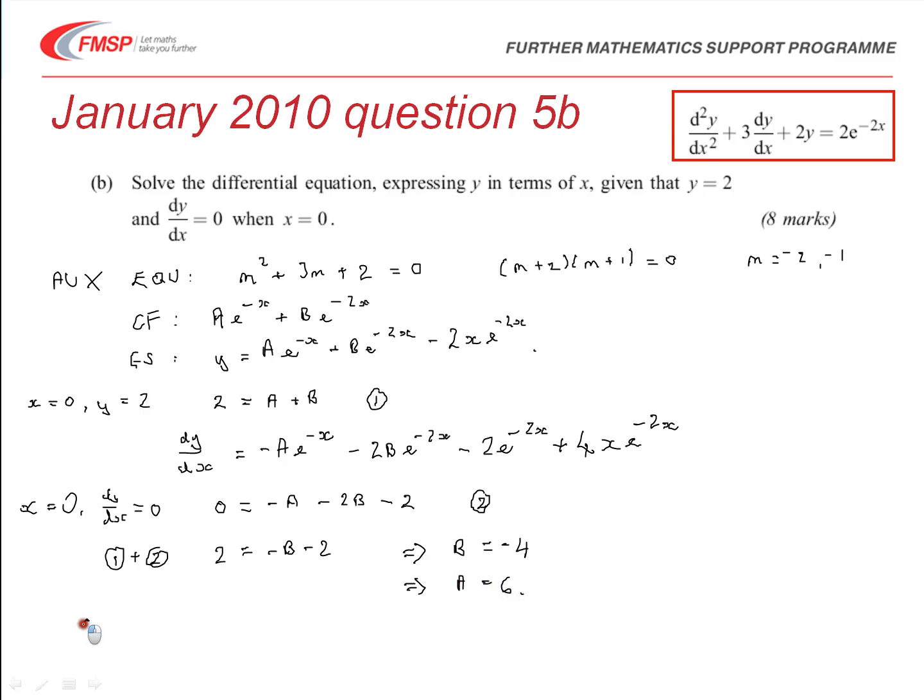And so our solution that we're looking for is going to be, well, it was y = a e^(-x). Well, a is 6, so that becomes 6 e^(-x). And then b is -4, so that gives us -4 e^(-2x). And then we end up finally with the last term, which is -2x e^(-2x).